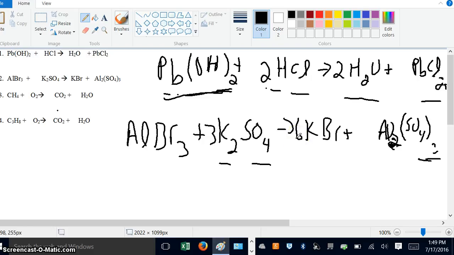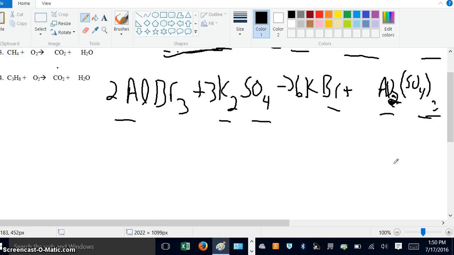All right. Well, I have 3 bromines on the left-hand side, but there's 6 bromines on the other side. So if I simply put a 2 right here, that gives me 6 bromines on both sides. And then notice I have 2 aluminums on the left-hand side, and I already have 2 aluminums on the right-hand side. So that balances it. Okay, so very nice. Let's work on the next one.